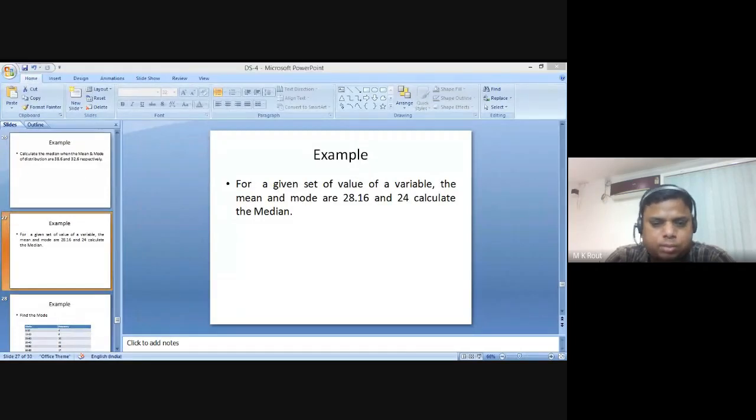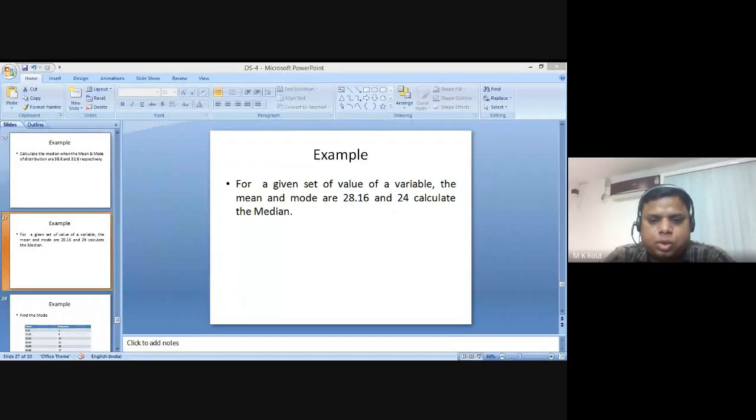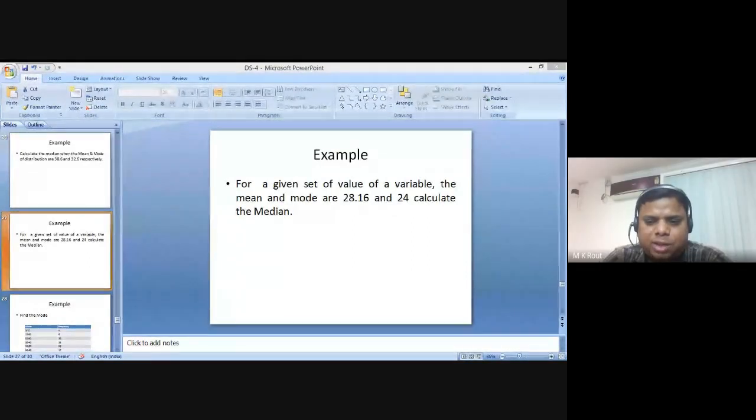We'll call one by one. Your mean is given and your mode is given. You have to calculate the value of the median. 26.77. 26.77. Okay. What about others? Sir, 26.56. Or we are accurately calculating this one. Okay, fine.